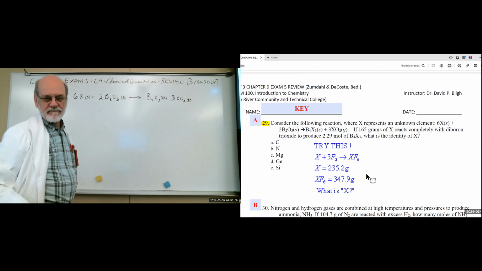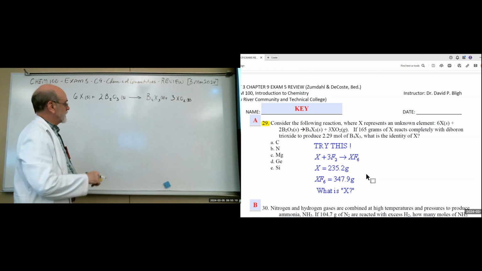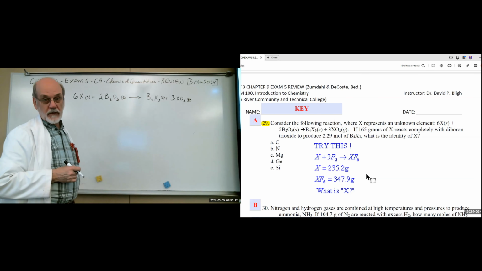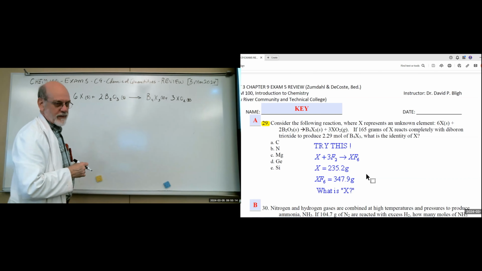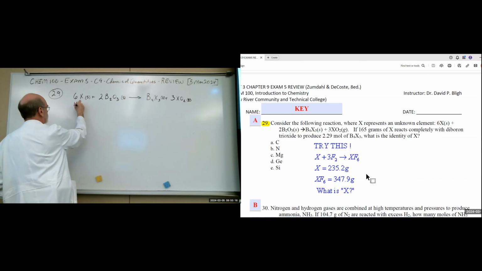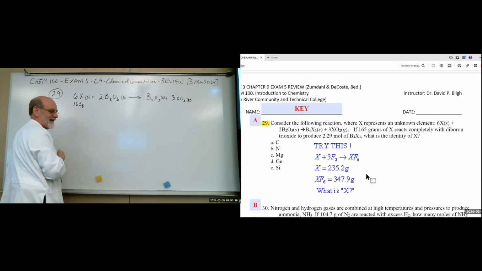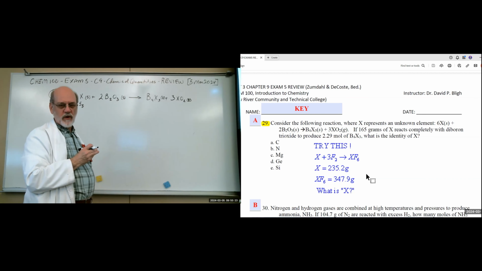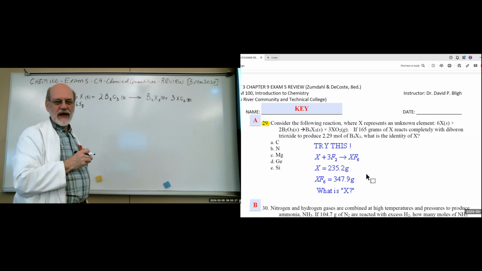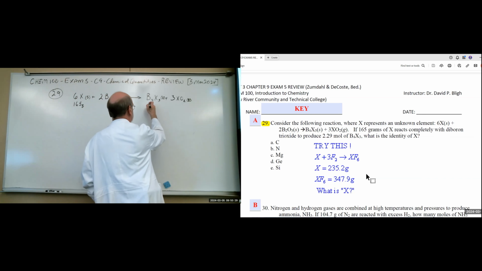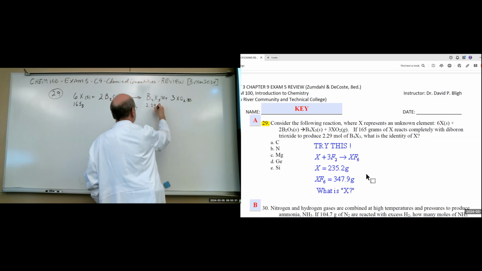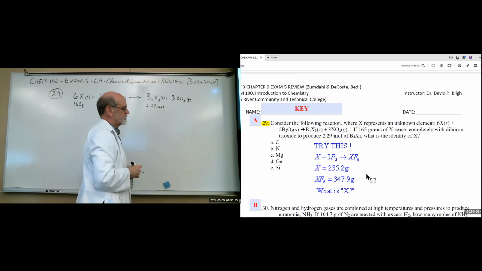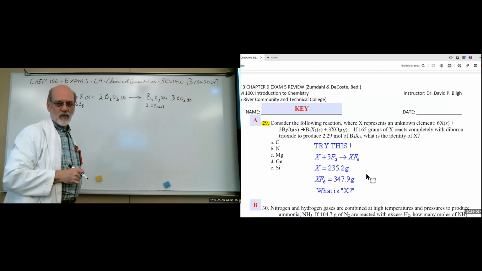Okay. What other information are we given? That's supposed to be balanced. 165 grams of X react completely with diboron trioxide to produce 2.29 moles of that compound. What is X?